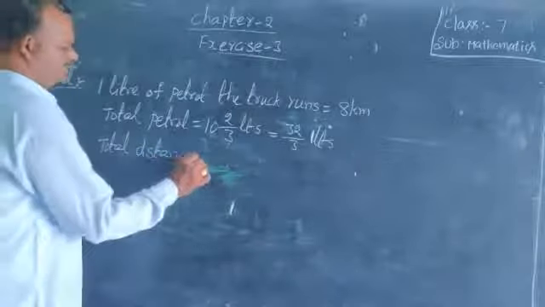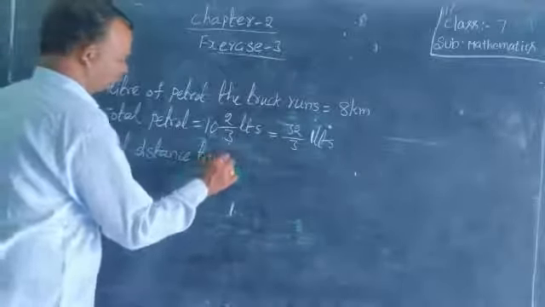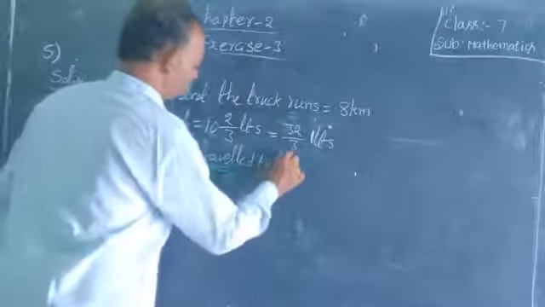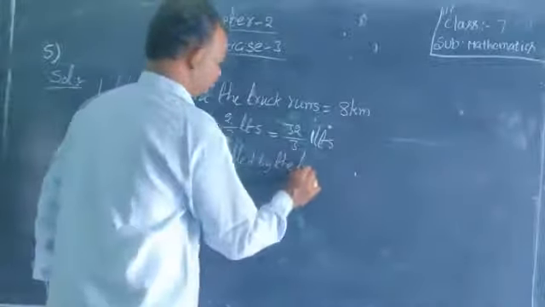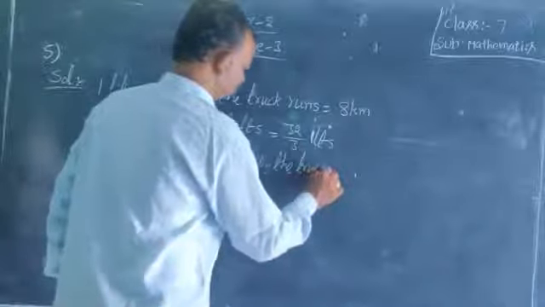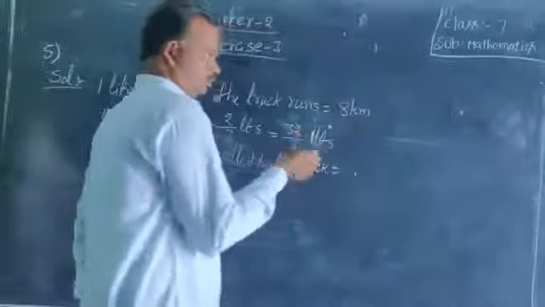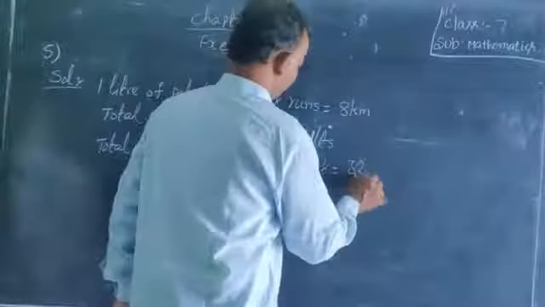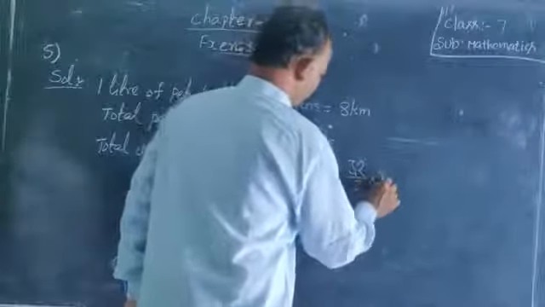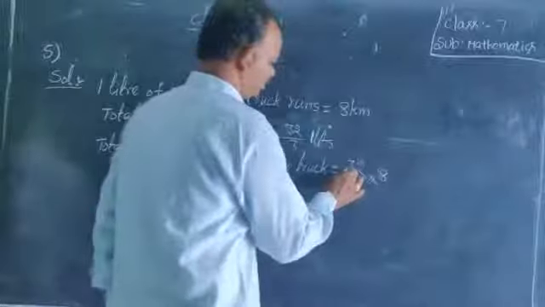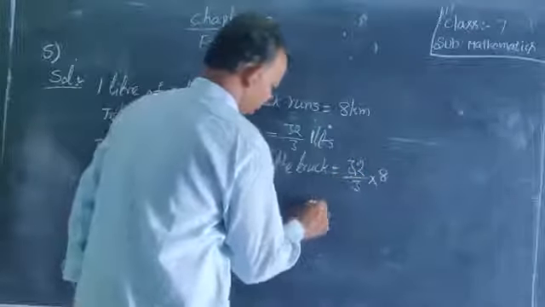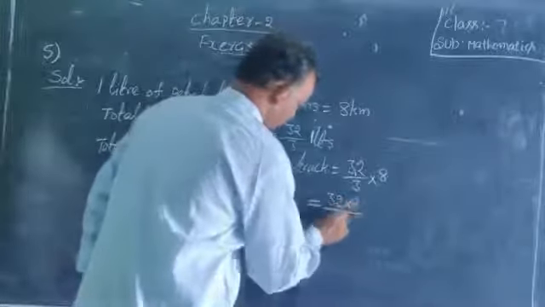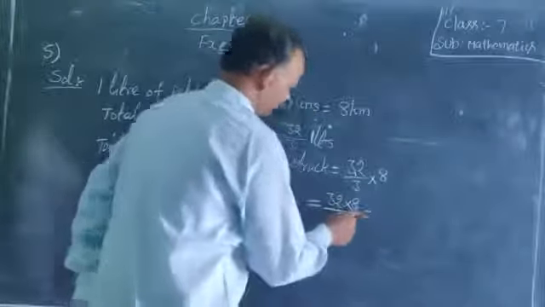Total distance traveled by the truck is equal to, now we are multiplying these two values, 32 by 3 into 8. So we are multiplying the numerators, 32 into 8 by 3.